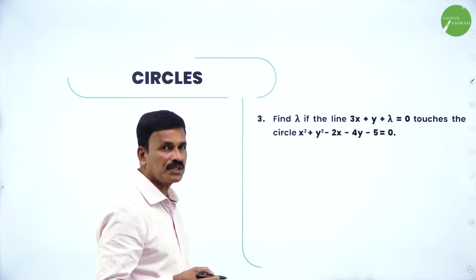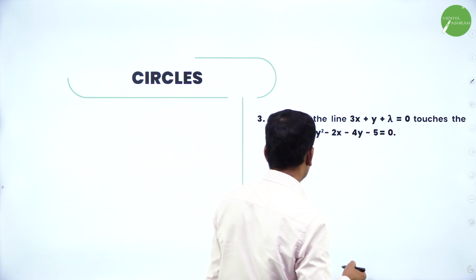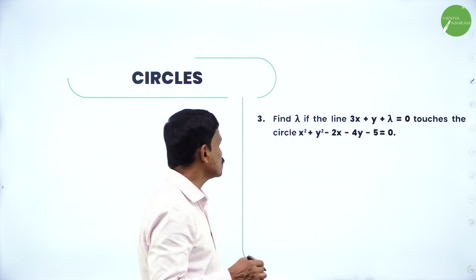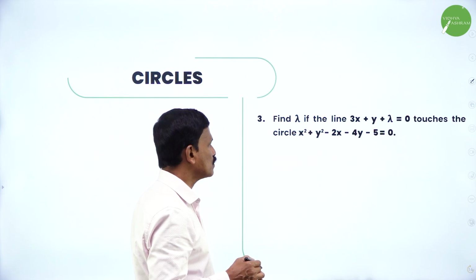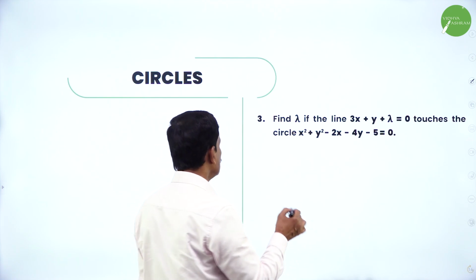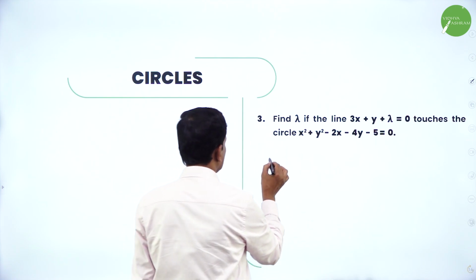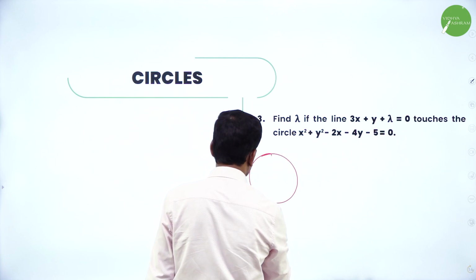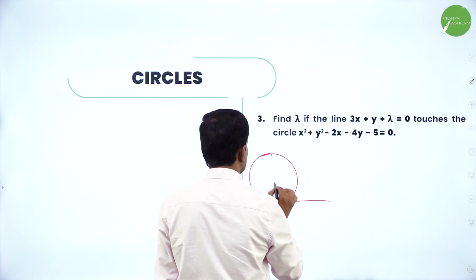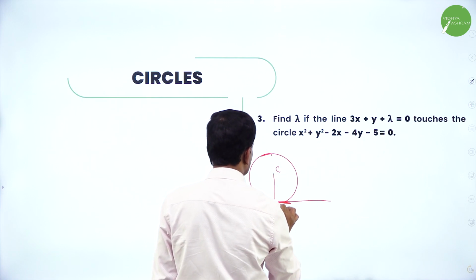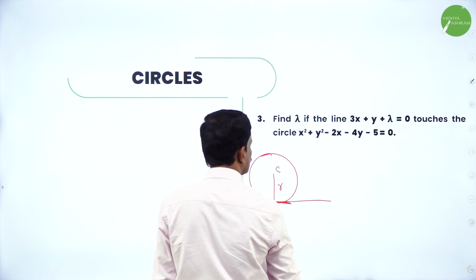Find lambda if the line 3x plus y plus lambda is equal to 0 touches the circle x square plus y square minus 2x minus 4y minus 5 is equal to 0. So, this is also the same as the previous problem. This is the given circle and the line. Since the length of perpendicular, call it CP, is equal to the radius.